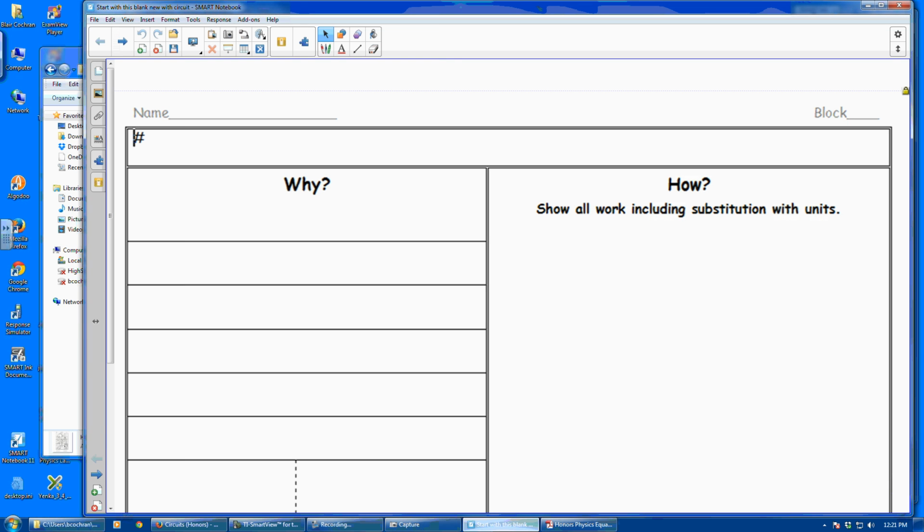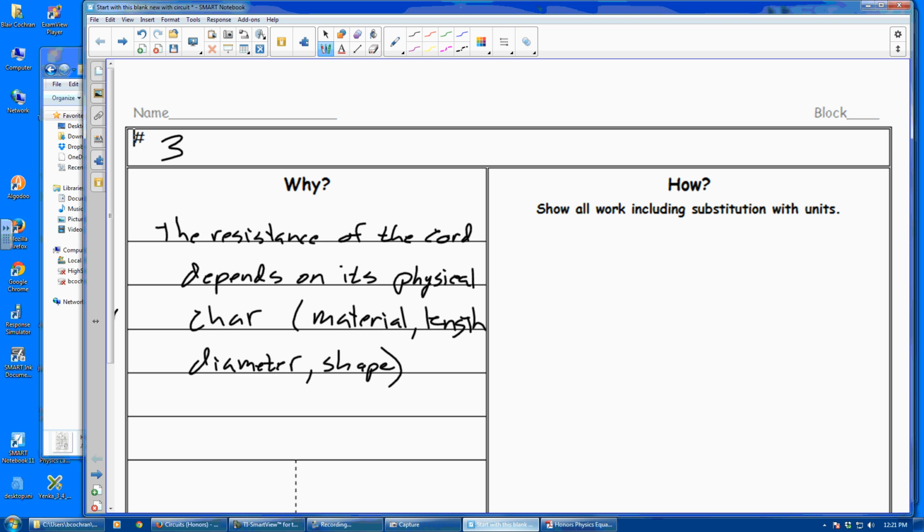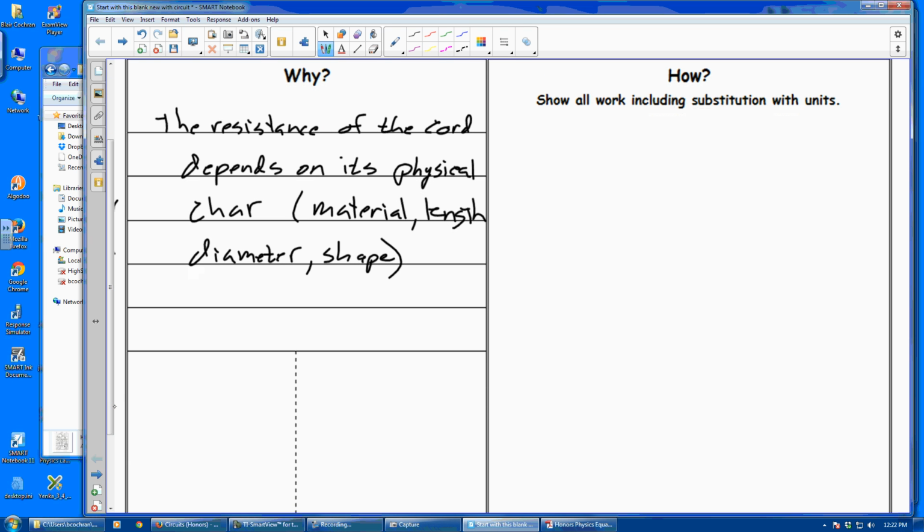In that, this is number 3, the resistance of the cord depends on its physical characteristics. Things like the material, the length, and the diameter, and the shape. So those physical characteristics are what are going to determine the resistance in the cord.